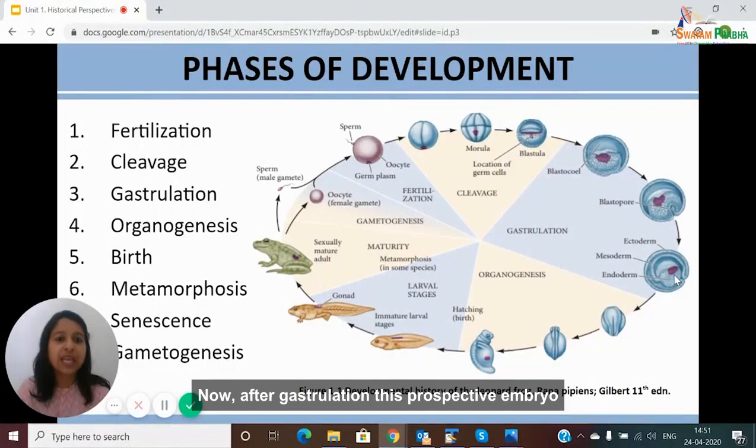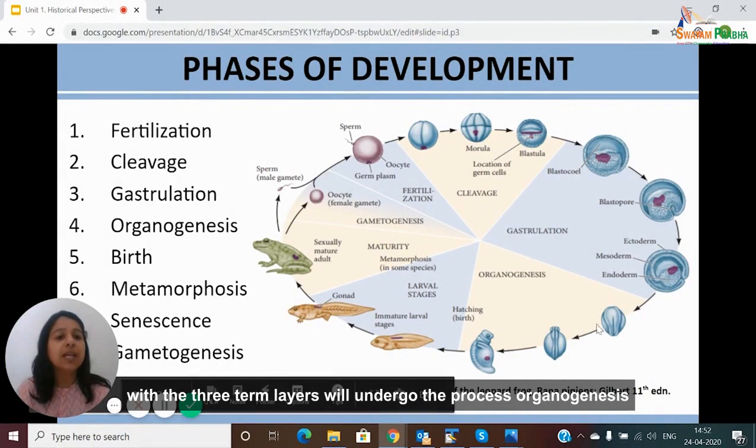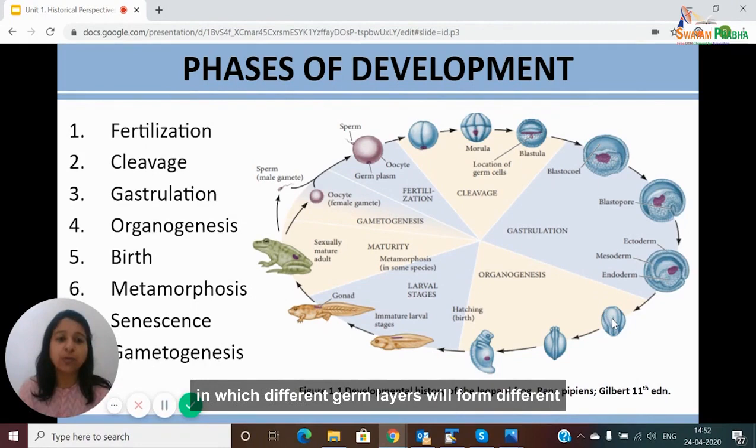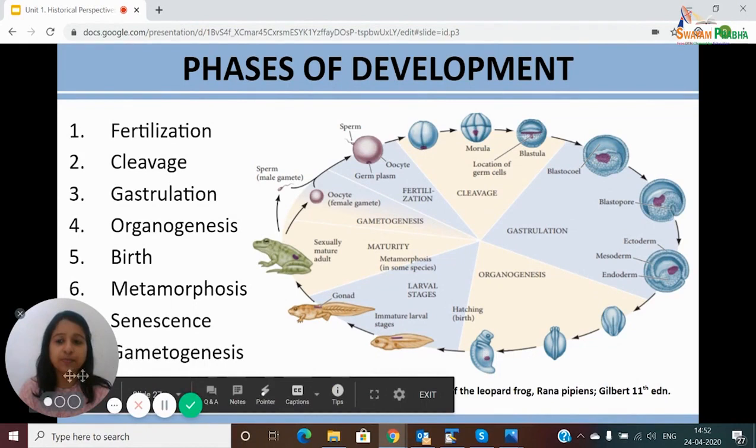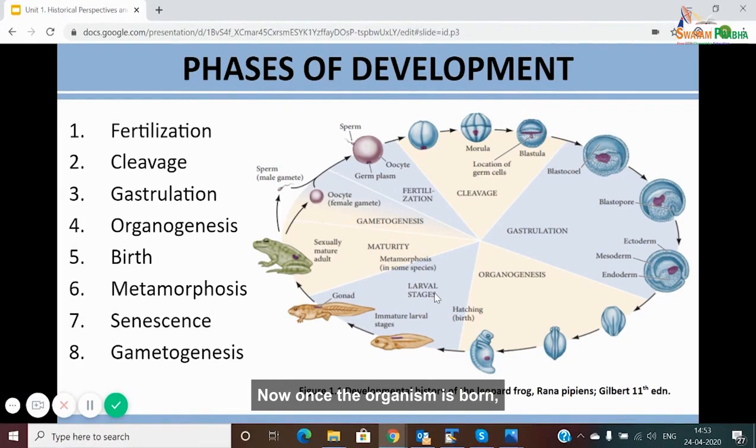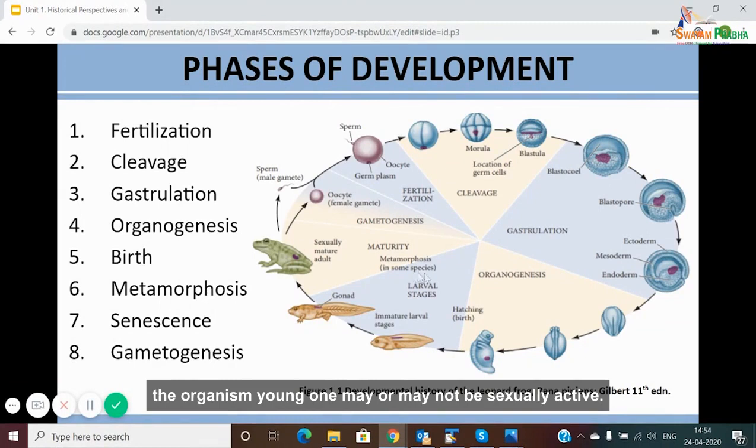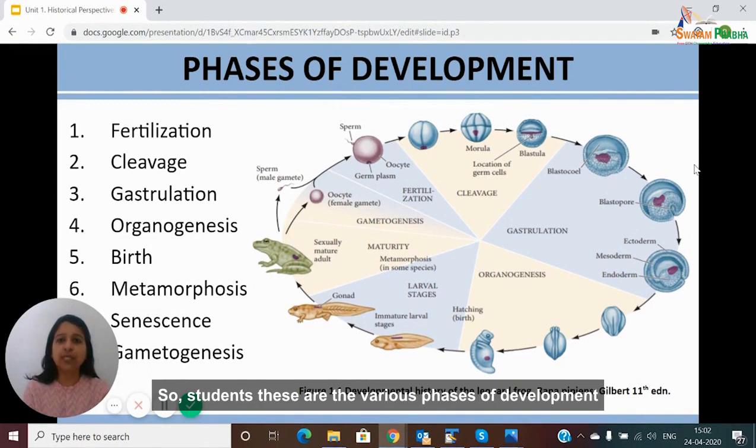Now, after gastrulation, this prospective embryo with the three germ layers will undergo the process of organogenesis, in which different germ layers will form different organs as they are destined to be. Right? Now, once the organism is born, the young one may or may not be sexually active. So, those stages are known as larval stages. And the larval stages need to undergo metamorphosis in some species. And once they become sexually mature, the adult organisms again lay gametes, which undergo the process of fertilization, and thus the cycle of development is complete. And what happens to the adult organism after he or she lays the eggs? They undergo senescence. So students, these are the various phases of development as we have done here.